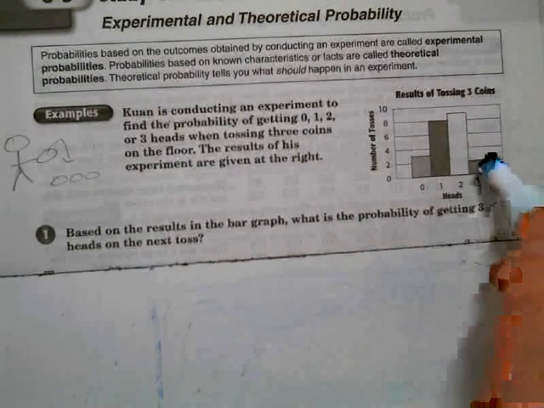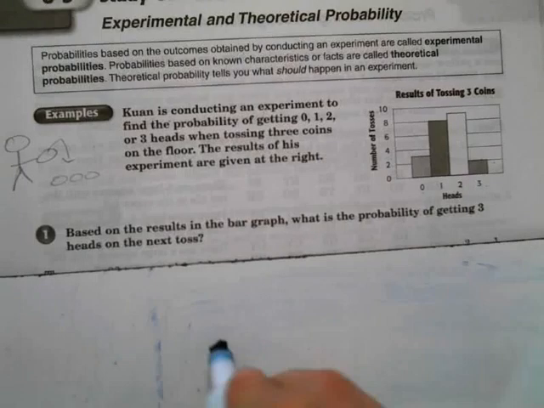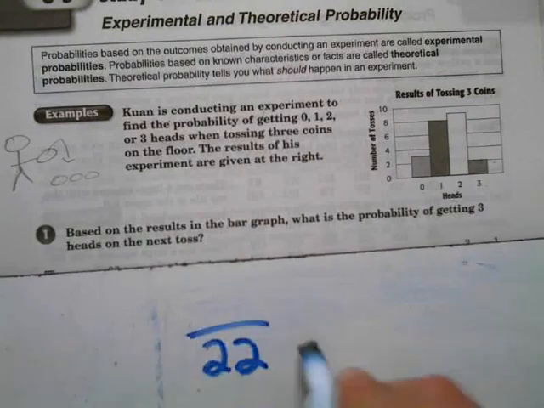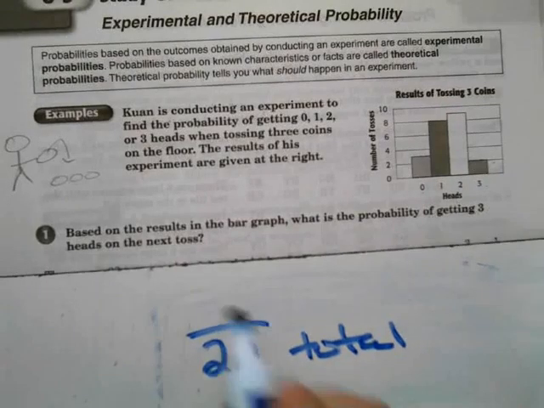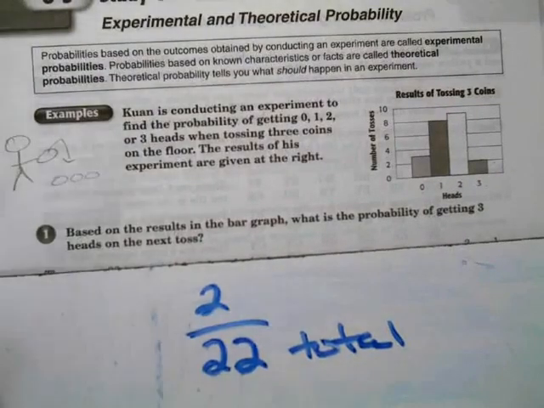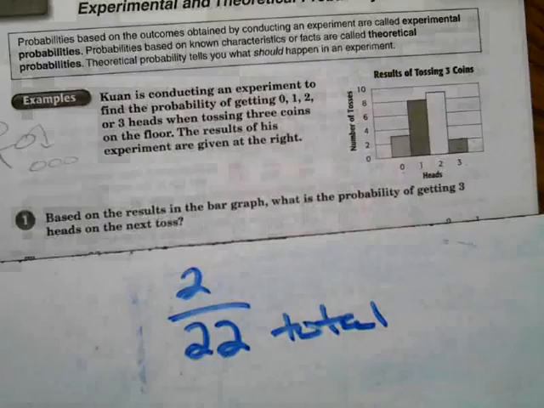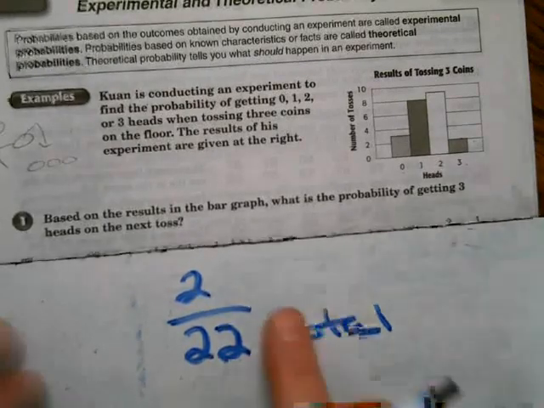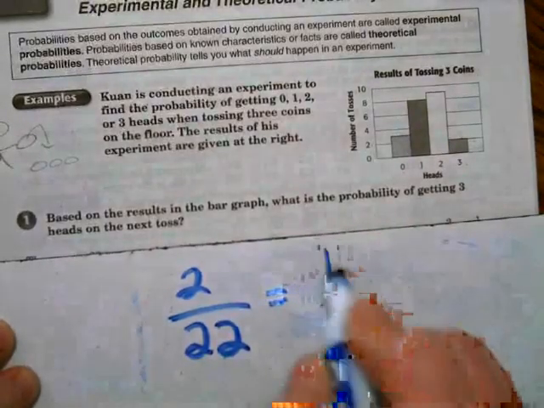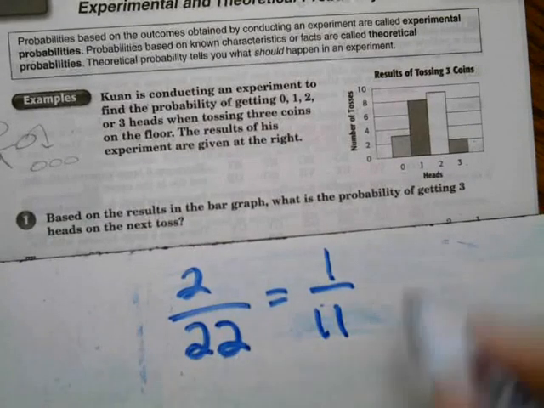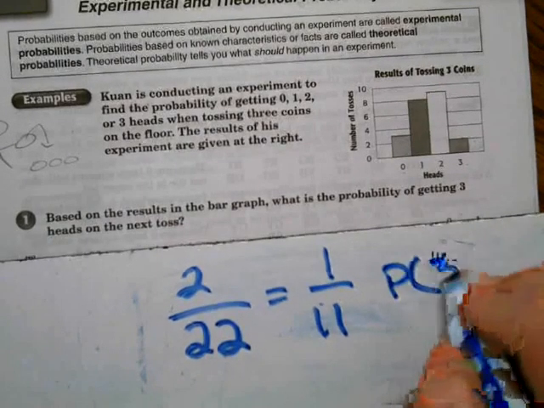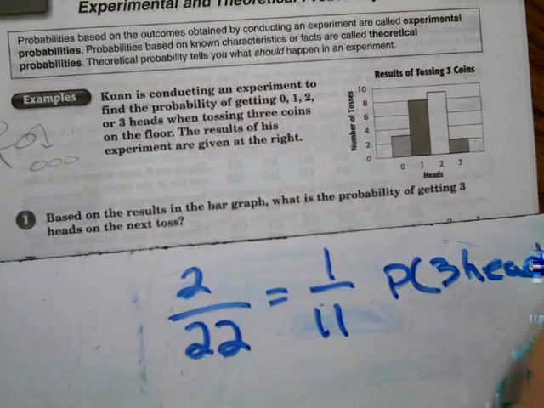Well, with his total experiment, he threw 22 times, and he landed on 3 heads 2 times. So 2 out of 22 is the experimental, and you can simplify that to 1 out of 11. So 1 out of every 11 tosses is going to have 3 heads. That's the probability of 3 heads in this experiment.